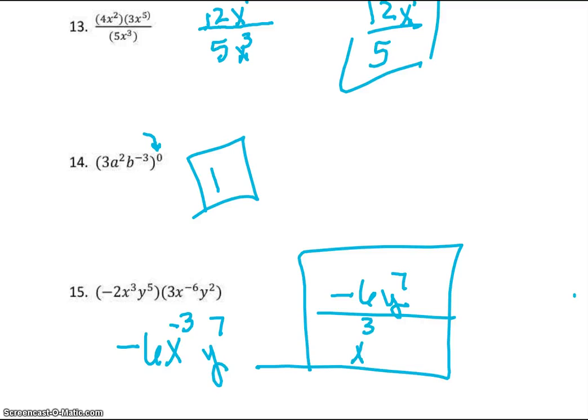Moving to the next page. You discover that that's it. You have an exam tomorrow. If you have any questions about any of this, you need to come talk to me.